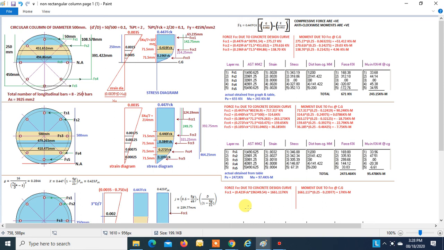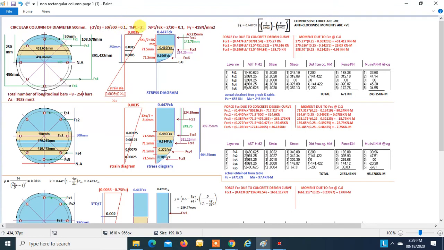We will try to understand how a PM interaction diagram for a non-rectangular section can be developed. So first we will take a circular cross section. We are going to take a circular column of diameter 500, where D dash is 50 and diameter is 500. So 50 by 500, that is 0.1.